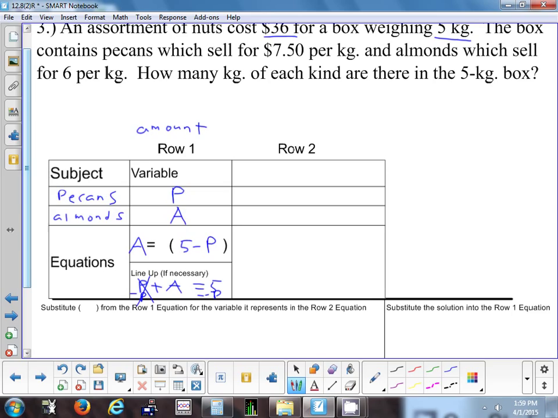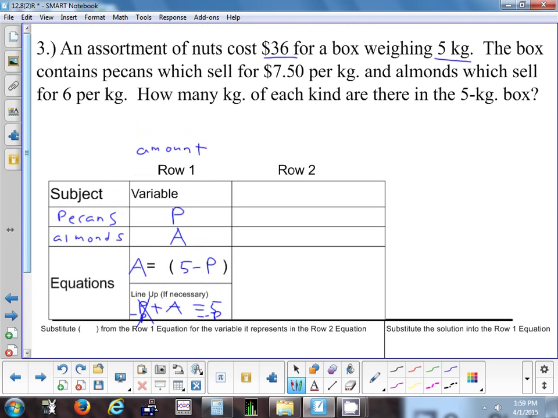Mr. Hager, Dominic just asked, is it okay if we have P equals 5 minus A? That's fine too. Either one works. All right, next thing we need to find. We haven't used how much each one costs per pound. So that's the next part.